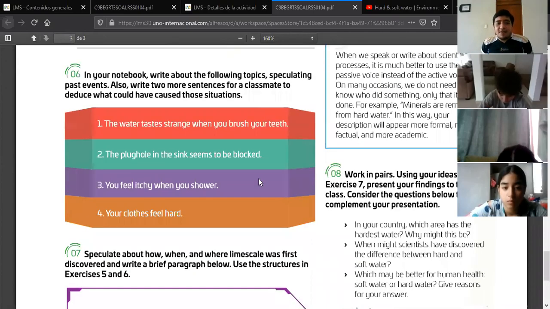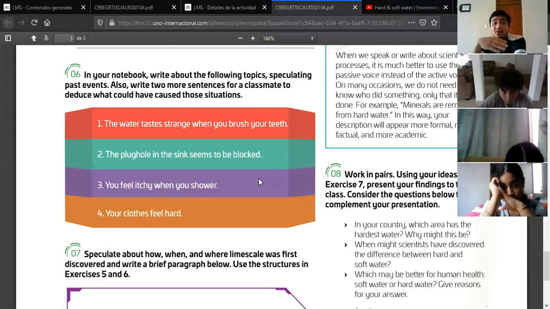Then we have this one. It says, write about the following topics, speculating past events. Also, well, just this one. The water tastes strange when you brush your teeth. Following, speculating past events. Okay, guys, how can you make a sentence with those 4, using the structure from the previous one? Usando la estructura del ejercicio anterior, ¿cómo podrían armar oraciones en la número 6? With all of them together? Well, not to be together, but like one each.